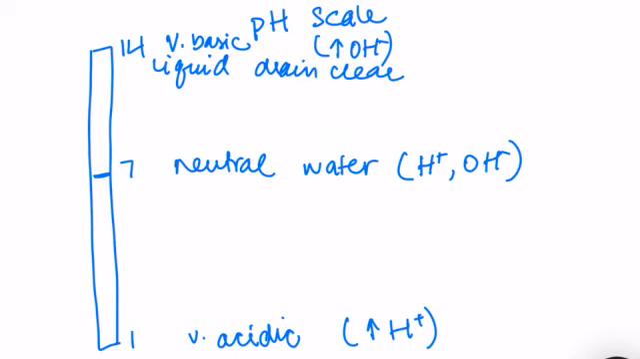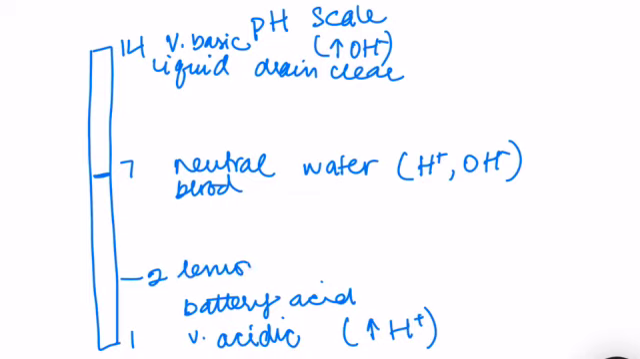Something that is around neutral, like I said, is water, and then our blood falls around neutral. It's around 7.2, 7.4. And then something that is acidic. So the most acidic substance would be something like battery acid. That would be around a 0 or a 1. And then lemon juice is also very acidic. So about 2, pH 2 is lemon juice.